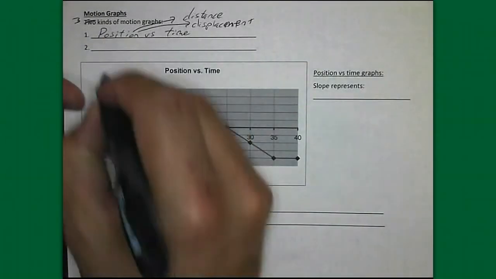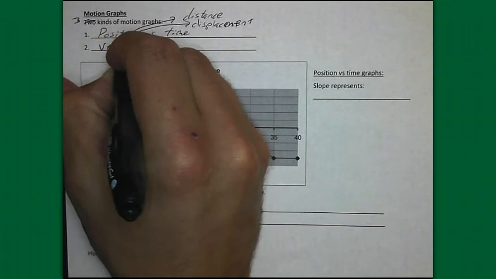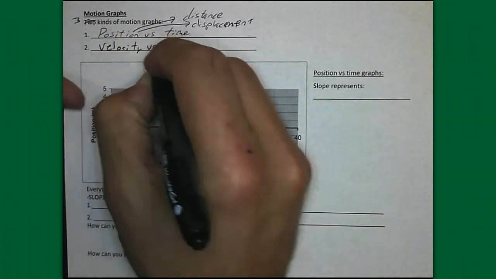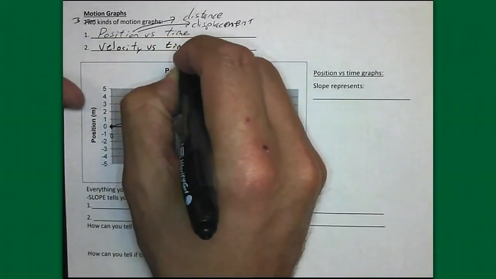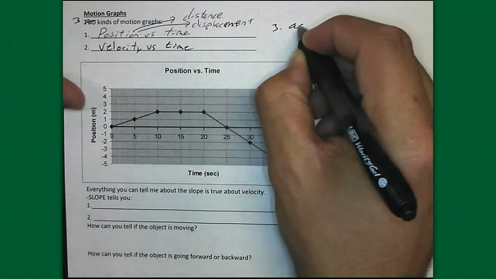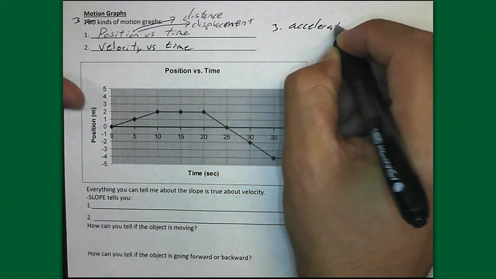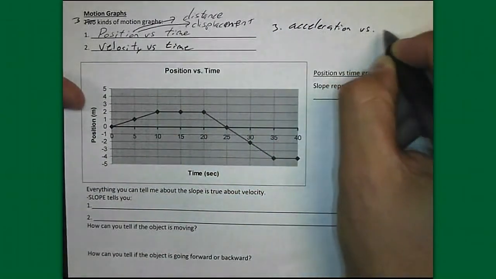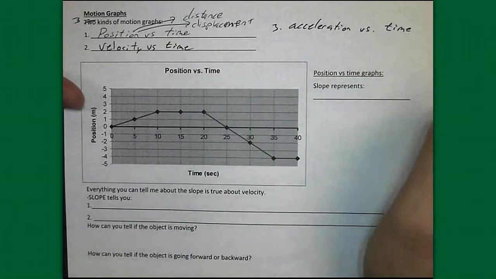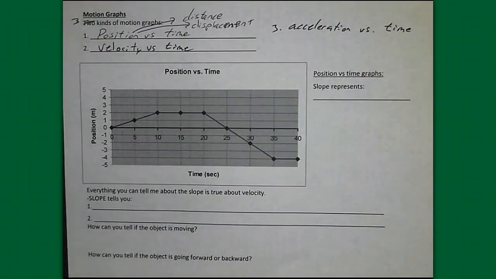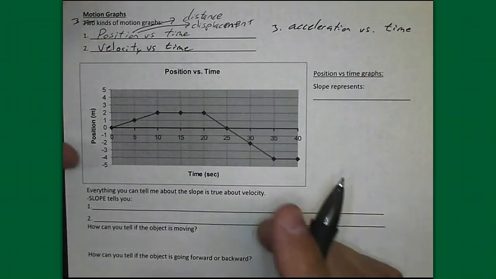The next type of graph we'll talk about is called a velocity versus time graph. It plots velocity against time. And the third one is actually acceleration versus time. The second 2 we won't talk about for a little while to come. Right now I want to focus on position versus time.